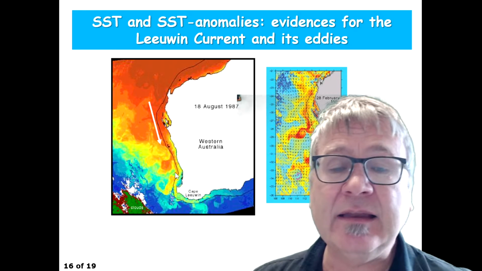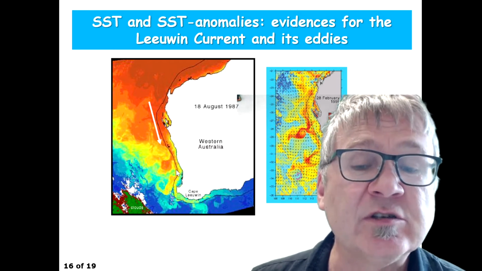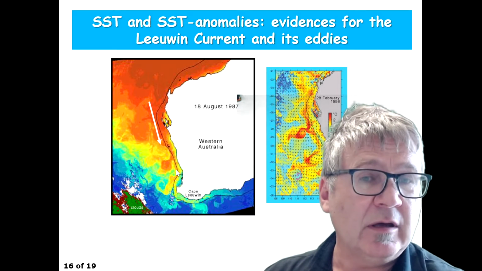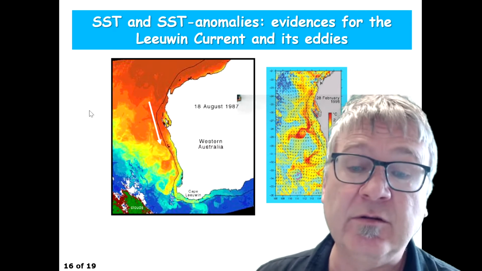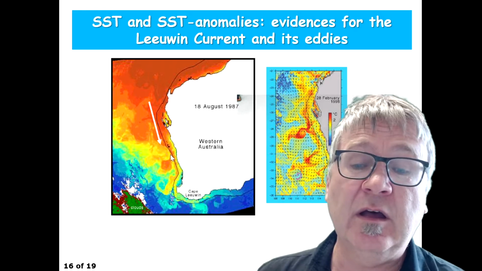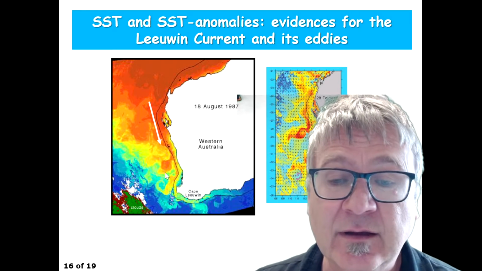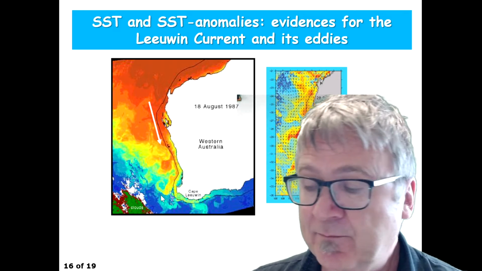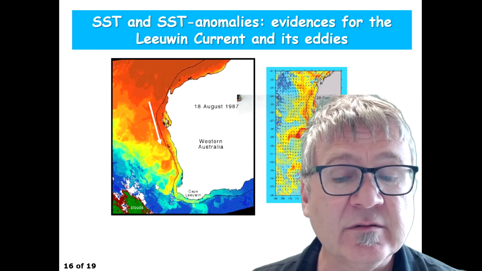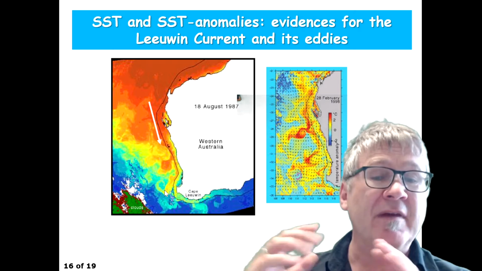This black line is the 200-meter contour, which is often a good approximation of the shelf break. And you can see that the current moves along there. What you also can see are eddies that are created. You see these circular features. These are again mesoscale eddies.